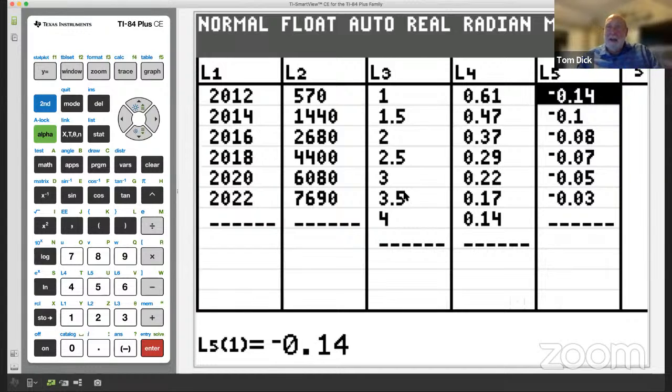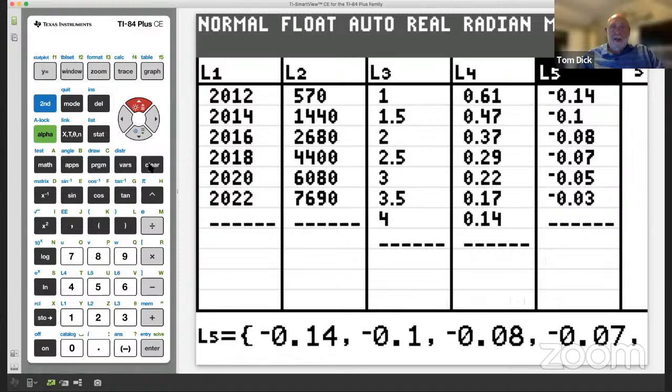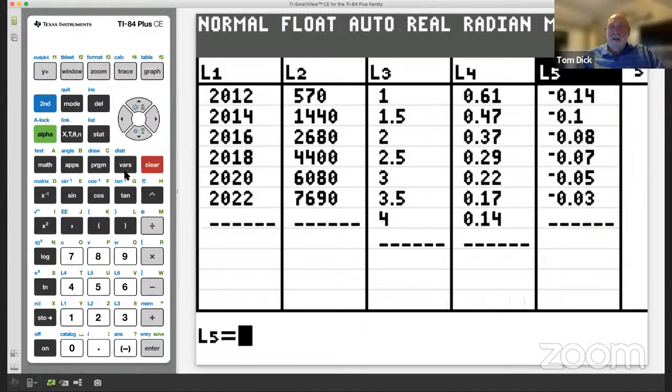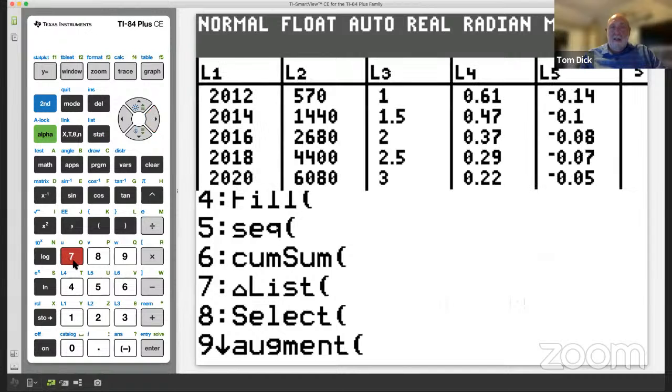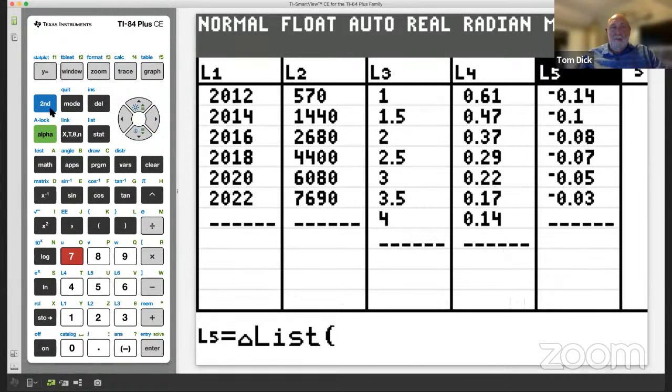Now I'm going to redefine my L5 again. I'm going to go up to L5 and clear that out, and do the delta list of L4 again. This time I'm going to get it right off the keyboard, the second function of 4. I'm going to do those same differences, but now I'm going to divide each one, whoops, let's try that again, by the delta x, or delta time, I should say, which was 0.5.